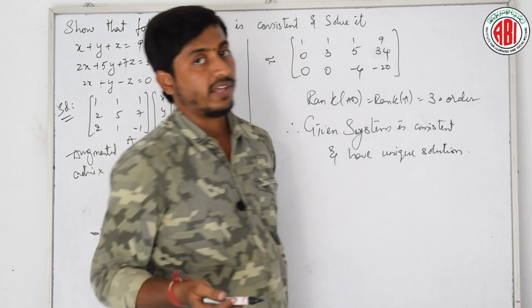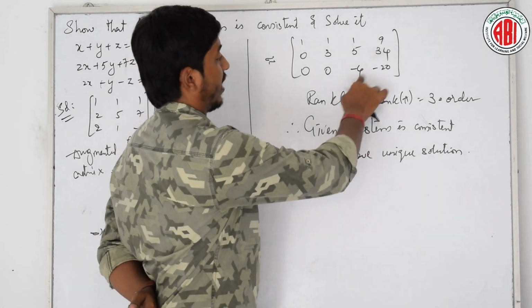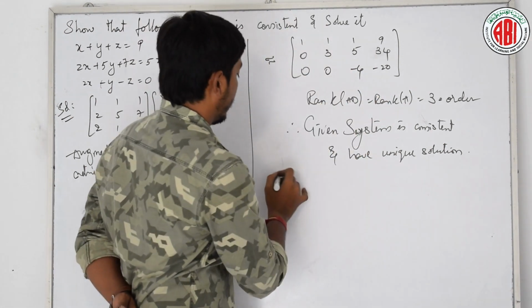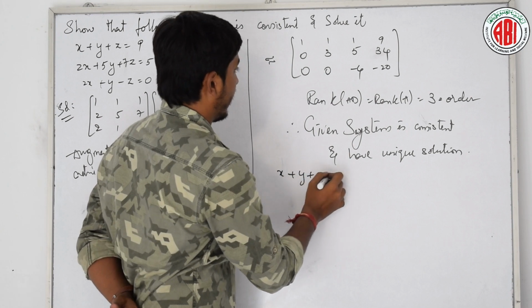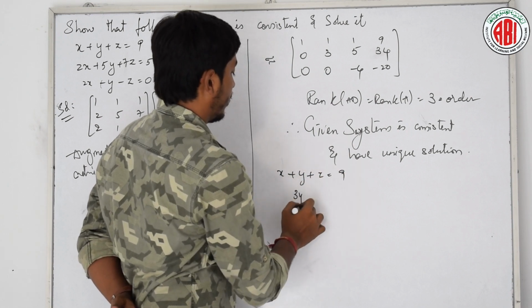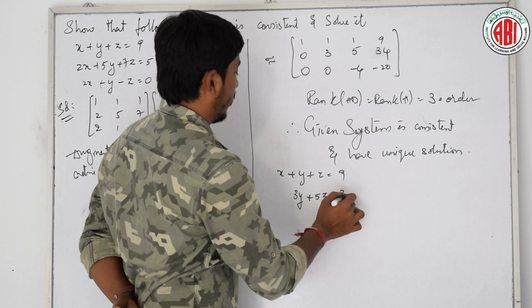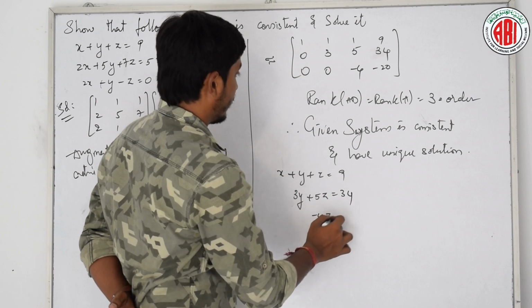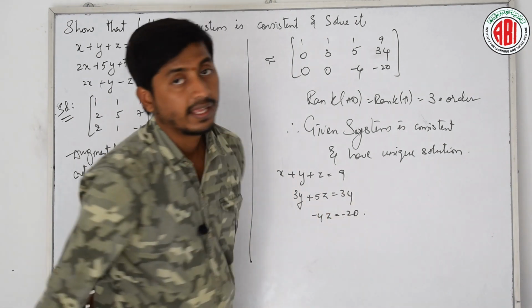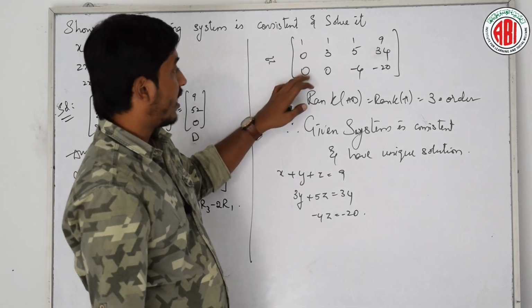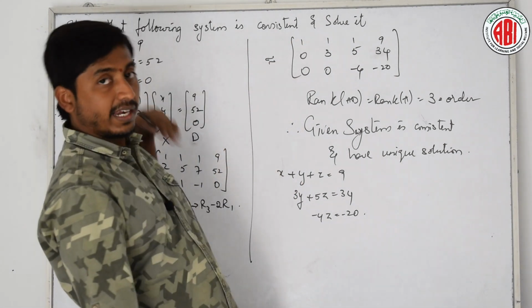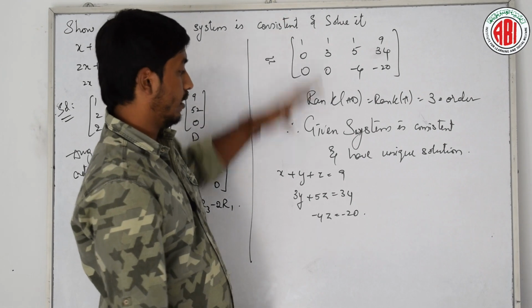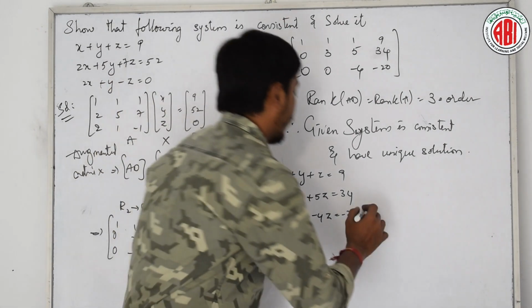Now tell me, how do we write? Let us write all the equations first. x plus y plus z is equal to 9. 3y plus 5z is equal to 34. Minus 4z equal to minus 20. Is it right? Just we have written this form to this form, again writing it back. Is it clear?